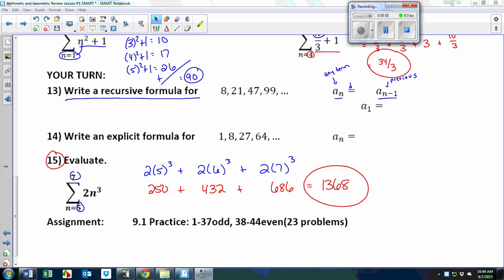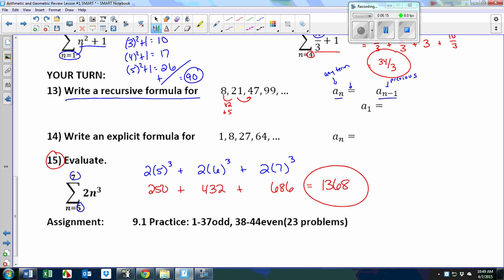The pattern from 8 to 21, it's not addition, it's not triple, but if you double the 8 times 2, you get 16, so you need to add 5. And that pattern is actually going to hold as well. If I double the 21 times by 2, I get 42, then add 5, that works. If I double the 47 and then add 5, I get 99. So you're doubling the previous, 2 times the previous, and then you're adding 5. Define the first term as 8.